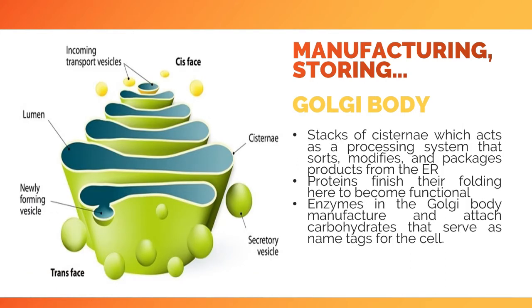Next, we have the Golgi body or the Golgi apparatus. These are stacks of cisternae which act as a processing system that sorts, modifies, and packages products from the endoplasmic reticulum. Proteins finish their folding here to become functional, and also enzymes in the Golgi body manufacture and attach carbohydrates that serve as the name tags of the cell.